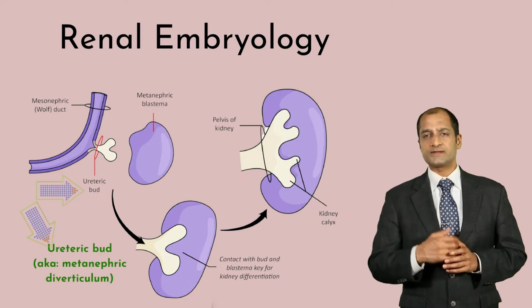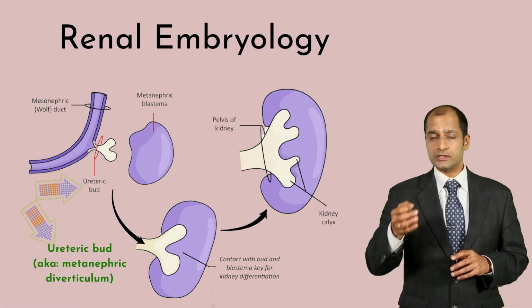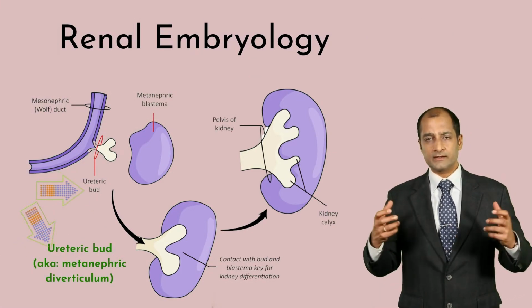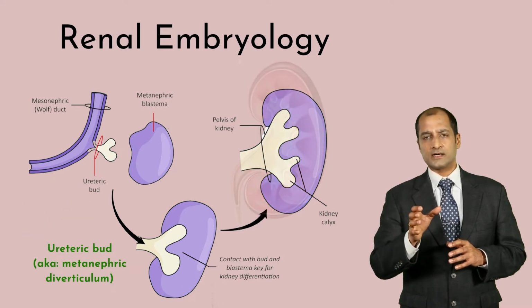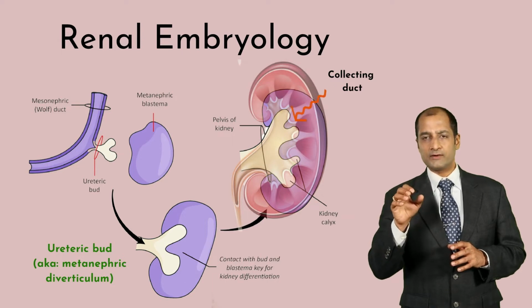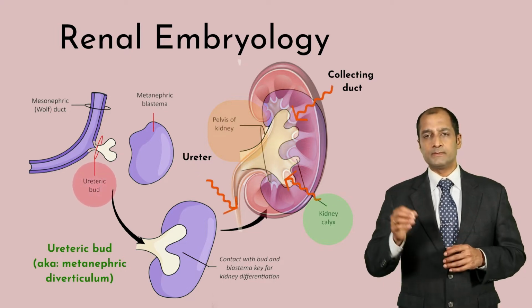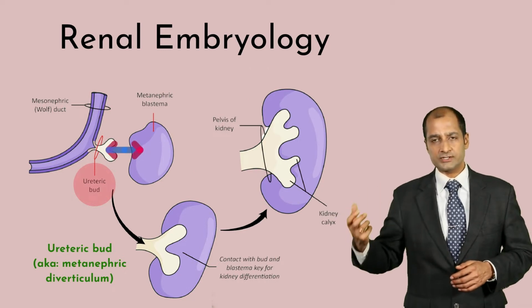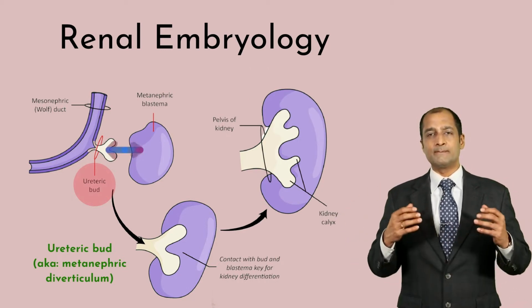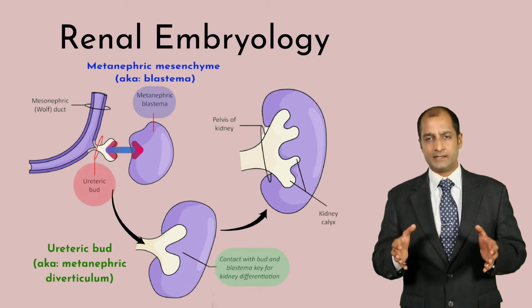A diverticulum means an outpouching. The outpouching is referred to as being your ureteric bud. We're going to begin there first. Referring to the collecting duct and then moving out into the calyces, the pelvis, and into the ureters. That ureteric bud must be present so that it induces the differentiation of something referred to as being the metanephric mesenchyme, also known as your blastema.